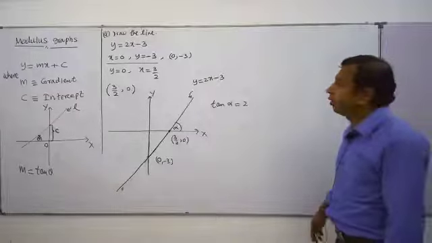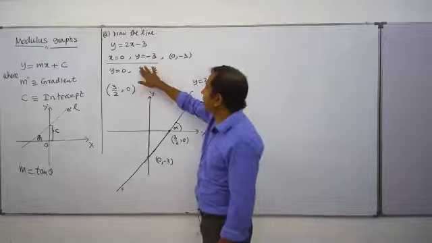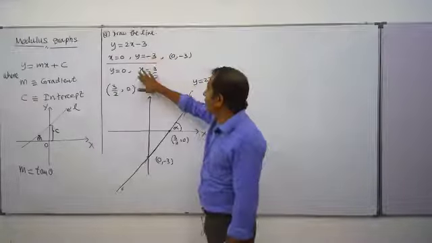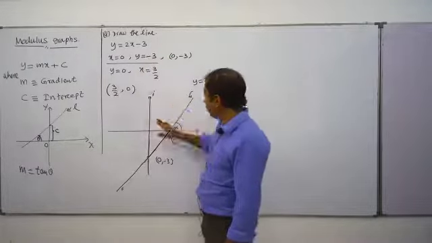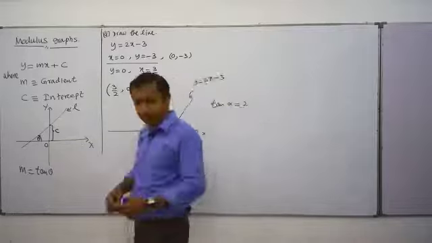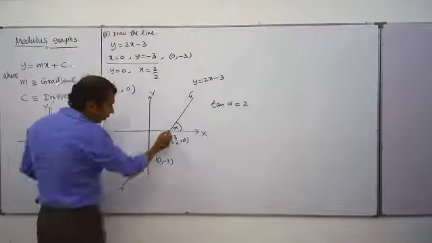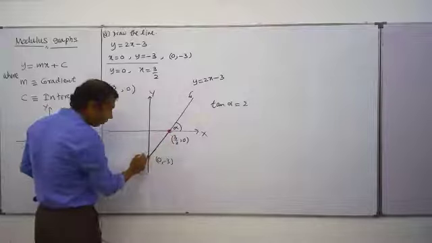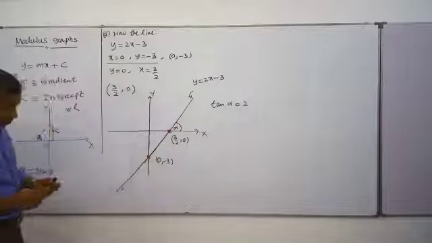Right, come to the second one. Draw the line, this. Put x equals 0 and find y, put y equals 0 and find x. Then mark those 2 points. The 2 points, one is here, the other one is here. Then join them.